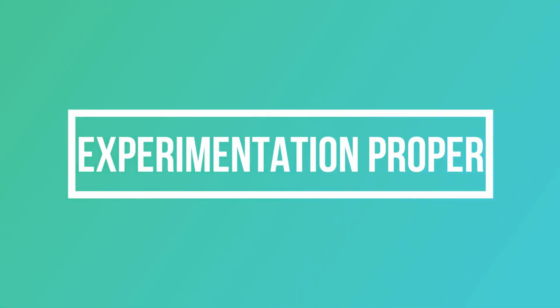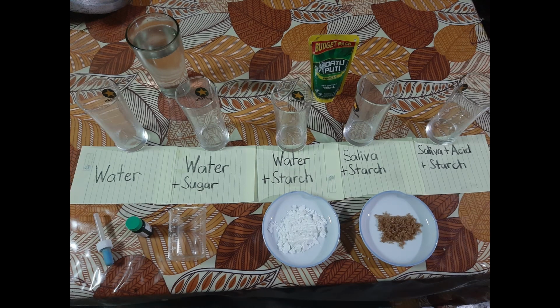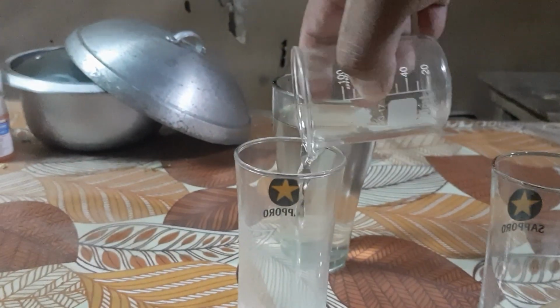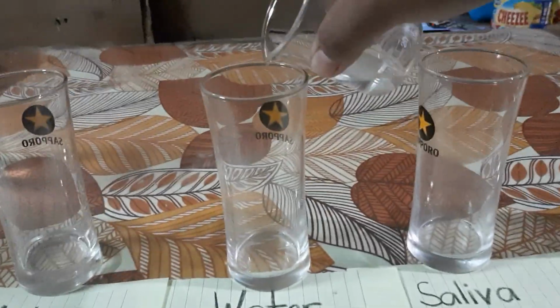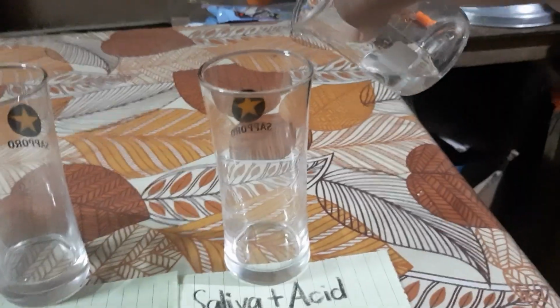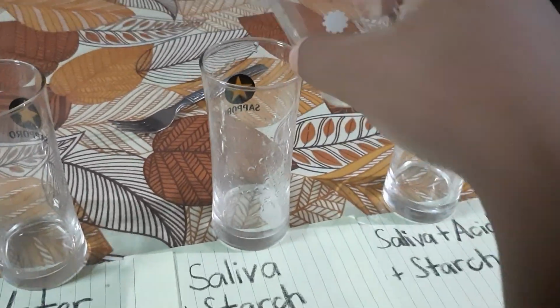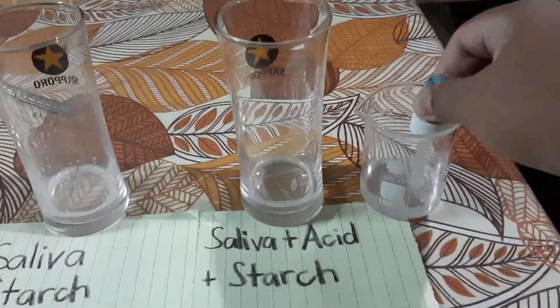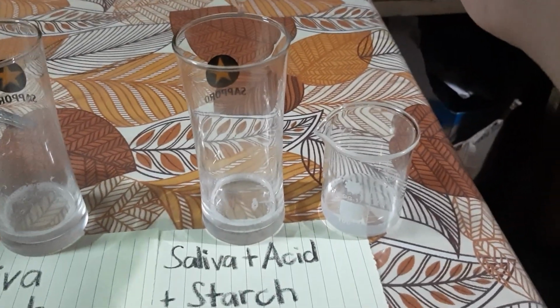Now, let's get into the experiment. First, these are the materials needed in this experiment: 5 cups, water, sugar, starch, vinegar, measuring cup, dropper, and iodine solution. Prepare the 5 cups by labeling them as per instructions in the experiment, then add 10 ml of water in each cup. Add the saliva in the cups labeled as saliva, then add 10 drops of vinegar to the cup labeled with acid.